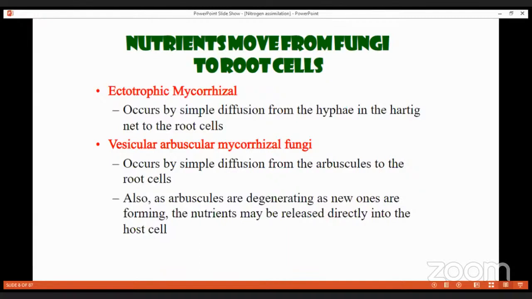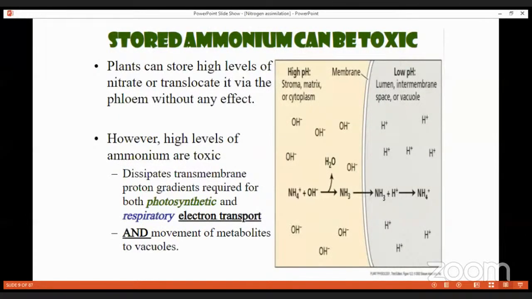It creates an environment where it can produce different nutrients that can be utilized. So mycorrhiza, as you know, is the association between the fungus and higher plant roots, and it facilitates the mobilization of nutrients. So basically, if there is a higher amount of nitrogen in the ammonium form, that can also be toxic. So the plant can store high levels of nitrate instead of the ammonium ion, and they can translocate it via phloem without any harmful effect. So the basic form that is moving in the plant from one part to another is the nitrate form.